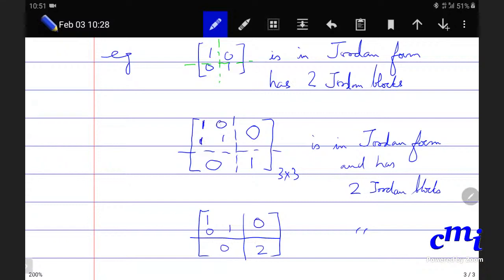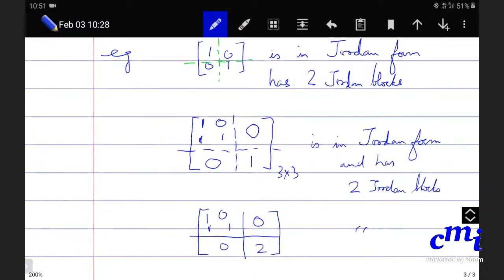Oh, sorry. I meant to write a 1 here. I wrote the correct conclusion, but the wrong example. Yes, 2 Jordan blocks. On the other hand, if we had a 0, the one that I just erased, then it would be 3 Jordan blocks. Correct. You're right.